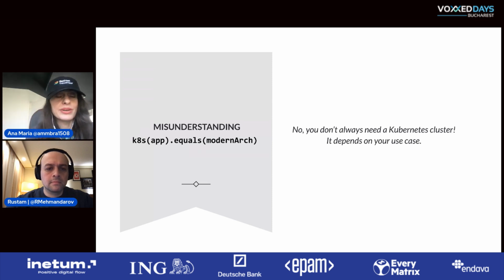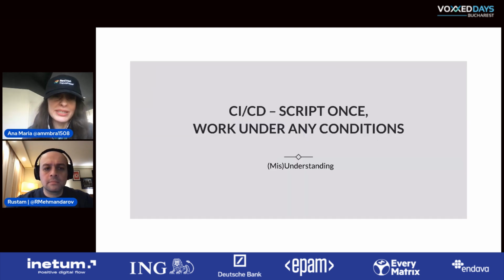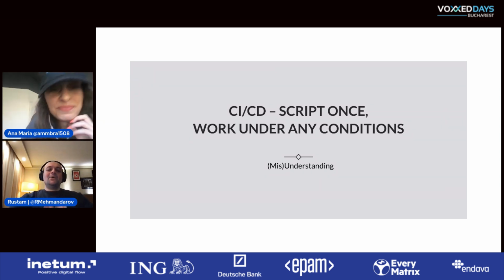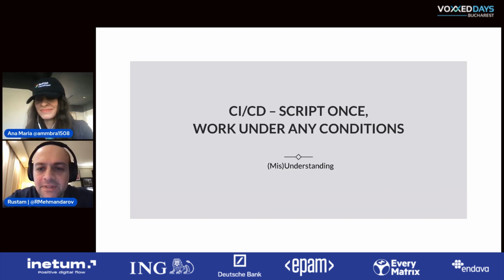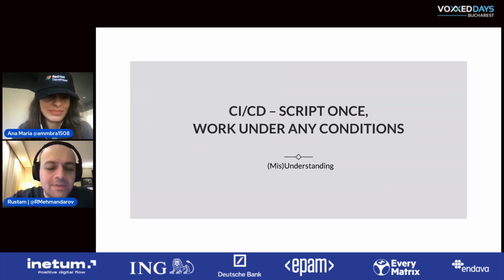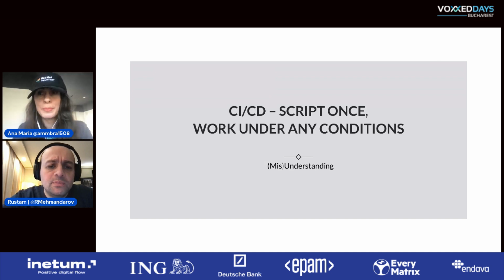And now that we spoke about Kubernetes and deployments, how about continuous integration and continuous deployment, which most of the time are thought of like you script this once and it works under any condition. So it's like a dream come true. What about that, Rustam? Well, I mean, probably the giveaway is this tiny little fine print under the headline, right? So it isn't a misunderstanding. You cannot write a script once and just expect it to be there and work forever and ever, pretty much like with everything else we do, right?